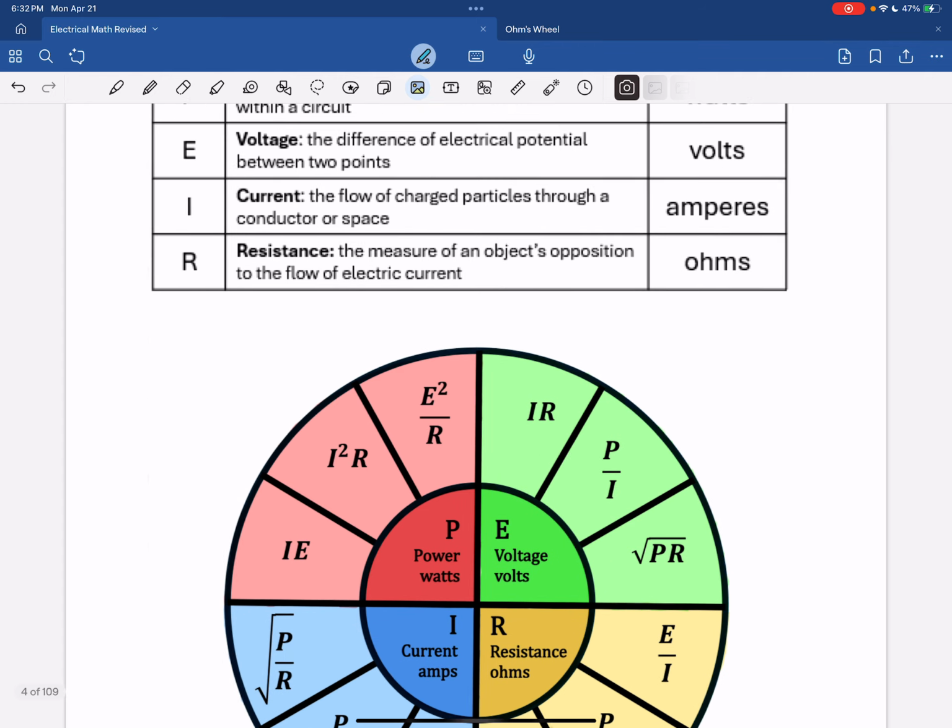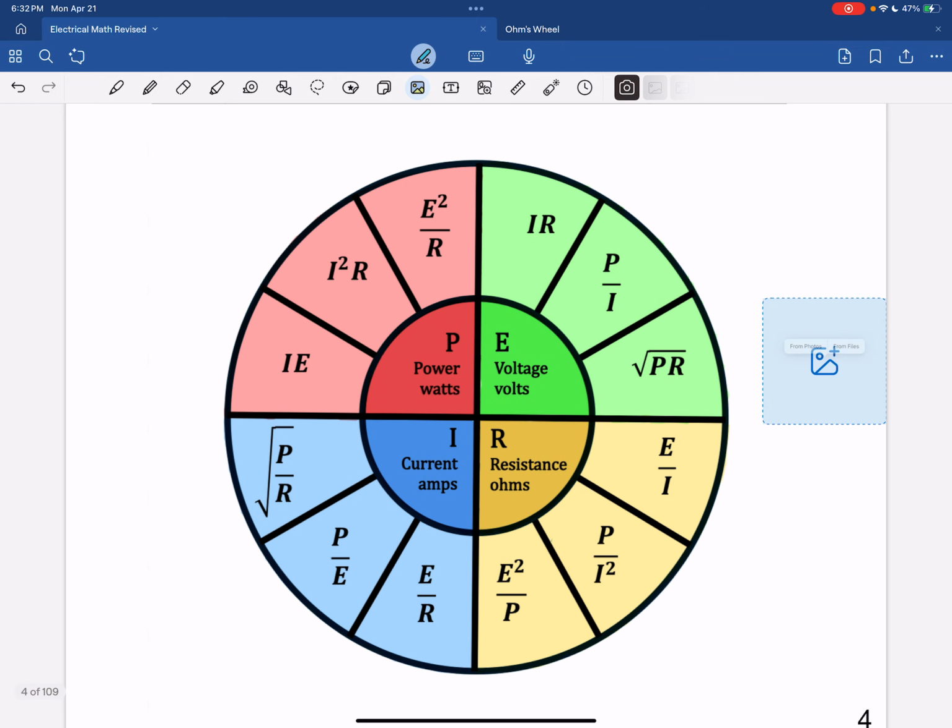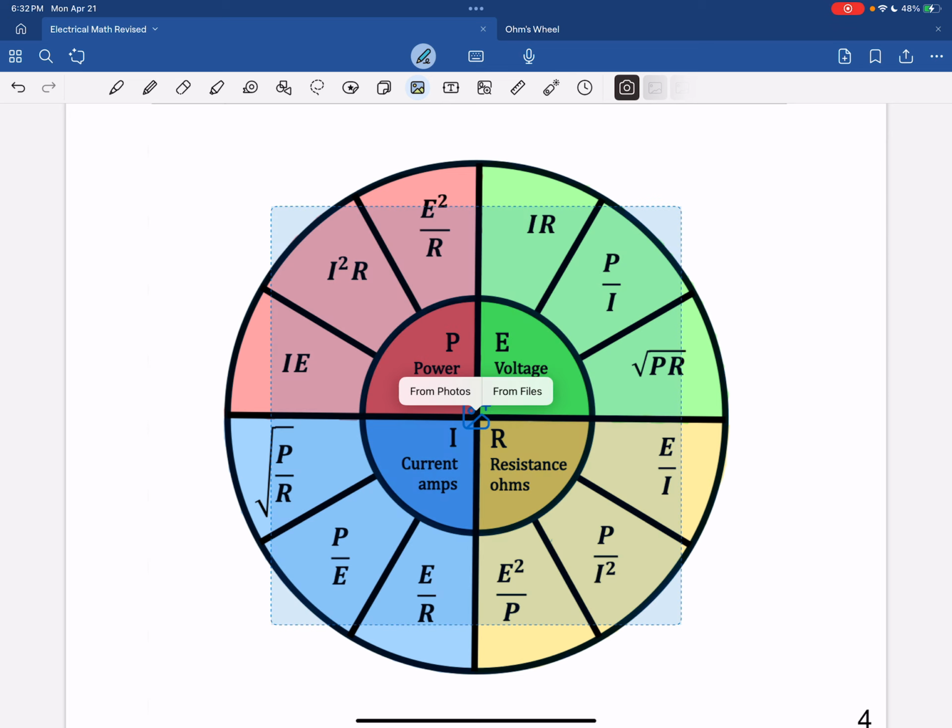And we're going to use the Ohm's wheel to do this. So let's take a look and just get to know or remember how to read your Ohm's wheel. And something weird is going on.